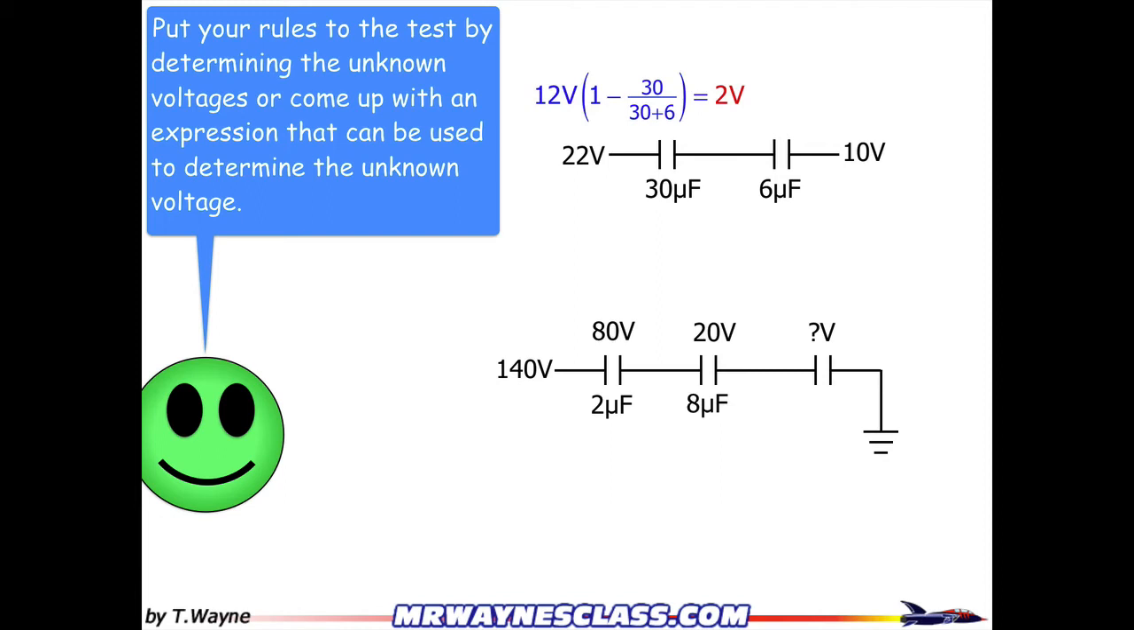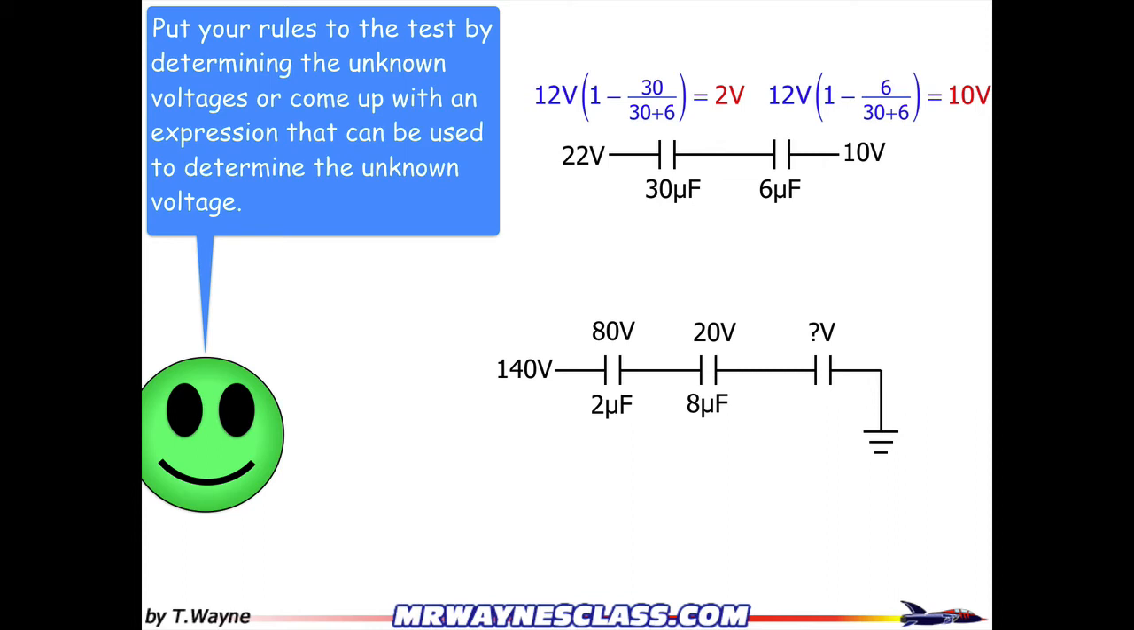Now for the next one, for the 6 microfarads, I can do the equation again, and I get 10 volts. Or I could look at it as, oh, there's 12 volts across this little piece of the circuit. The first capacitor uses 2, so 12 minus 2 leaves 10. So the 6 microfarads would have 10 volts. Another fine way to solve the problem.